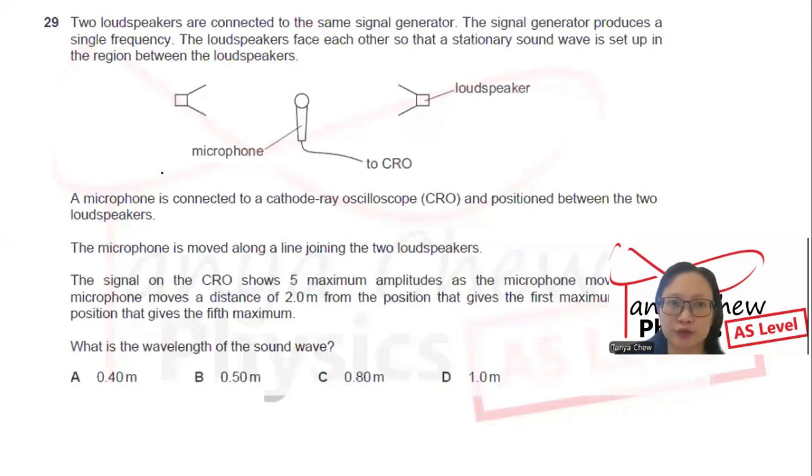Number 29, two loudspeakers are connected to the same signal generator. The signal generator produces a single frequency. The loudspeakers face each other so that a stationary wave is set up in the region between the loudspeakers. The microphone is connected to a CRO and positioned between the two loudspeakers. The microphone is moved along the line joining the two loudspeakers. The signal on the CRO shows 5 maximum amplitudes as the microphone moves a distance of 2 meters from the position that gives the first maximum to the position that gives the 5th maximum. What is the wavelength of the sound wave?